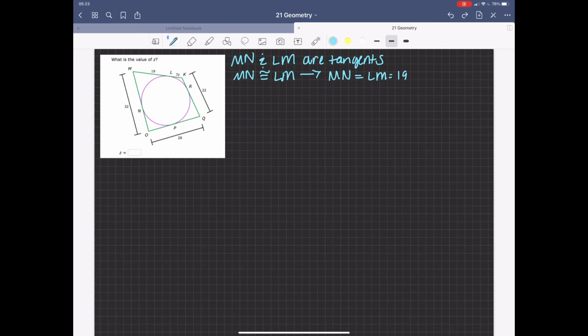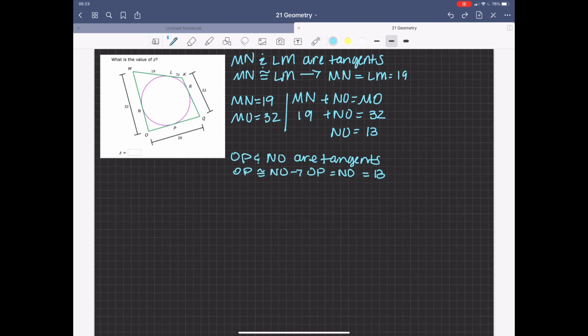Okay, so this is the last example. This was a long one. I know that MN and LM are tangents, therefore they're congruent, and they both equal 19. So MN equals 19, MO equals 32. MN plus NO equals MO, so 19 plus NO equals 32. Subtract 19 from both sides, NO equals 13.